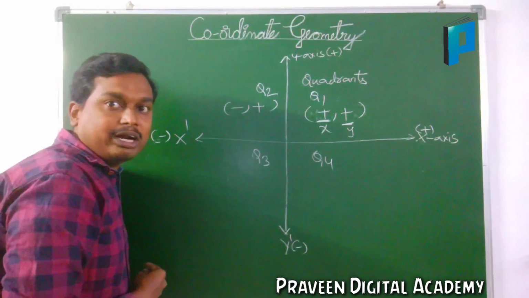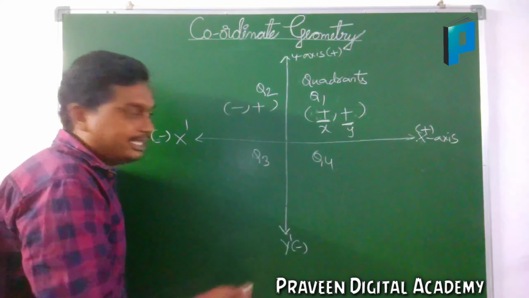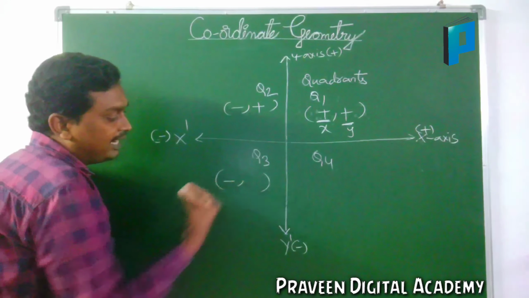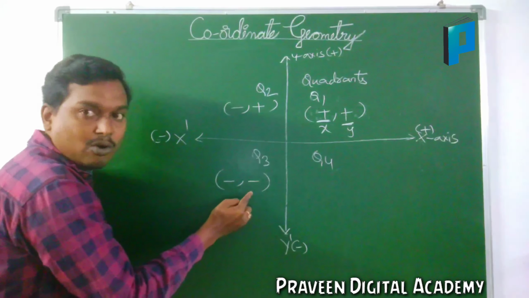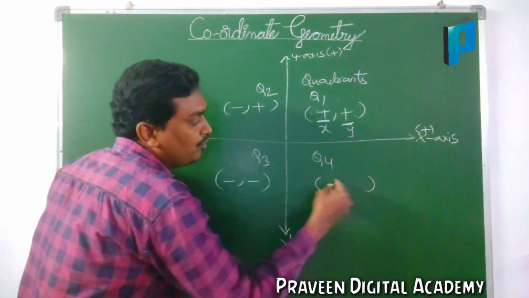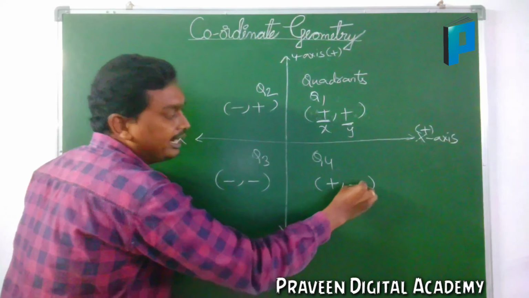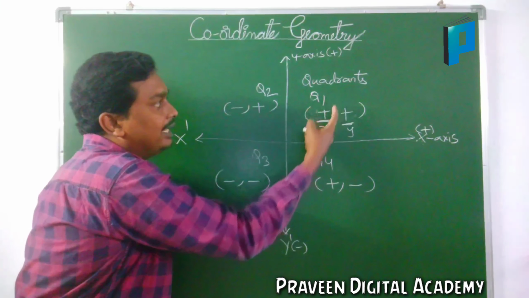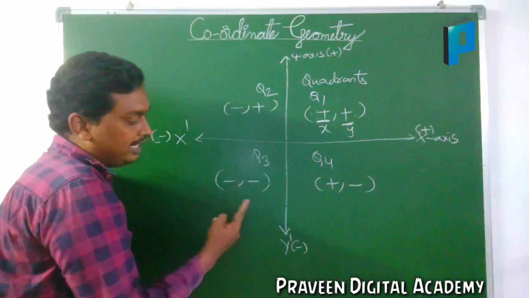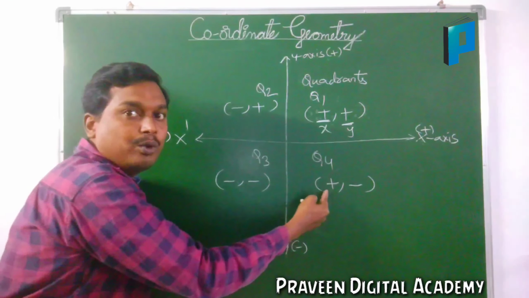In each and every quadrant we will take the x coordinate always first, the y coordinate always second. Here in this third quadrant, the x coordinate is minus and the y coordinate is also minus. Q3 is minus minus. And come to Q4. Q4 has x coordinate plus, y coordinate minus. Here Q1 is plus plus, Q2 is minus plus, Q3 is minus minus, Q4 is plus minus.